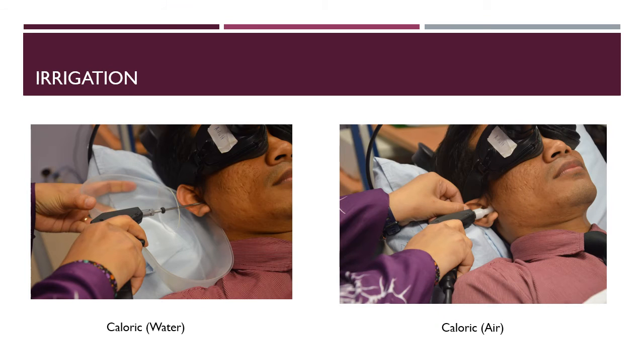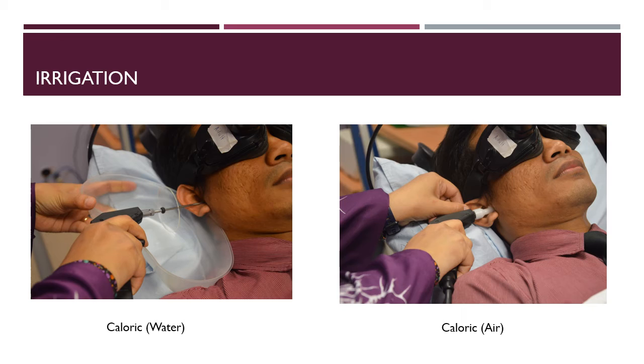So the next step is the irrigation process. For water irrigation, as we can see on the left hand side, a plastic kidney tray is placed under the patient's ear. We can also place a towel beneath the kidney tray. The kidney tray is placed directly beneath the auricle, and this leaves the hands of the examiner free to open the ear canal and then insert the irrigation tip properly.